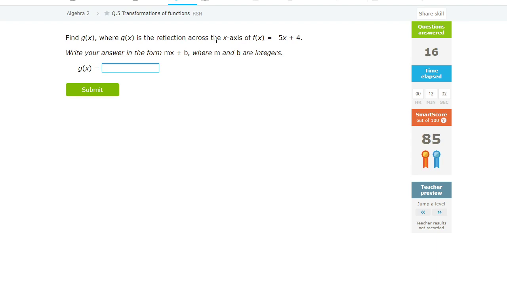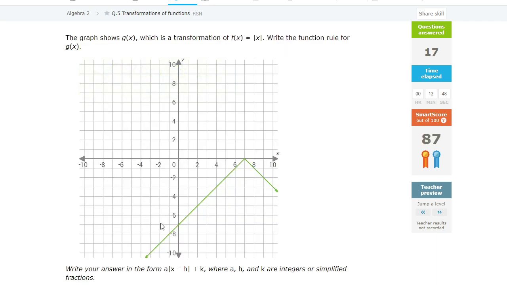Okay, now this one, reflect across the x-axis. Again, same idea. You have the negative in the front, so that means everything here will change. So that negative 5x will become positive, and this plus 4 will become negative. So 5x minus 4. Okay, looks like 2 more questions.